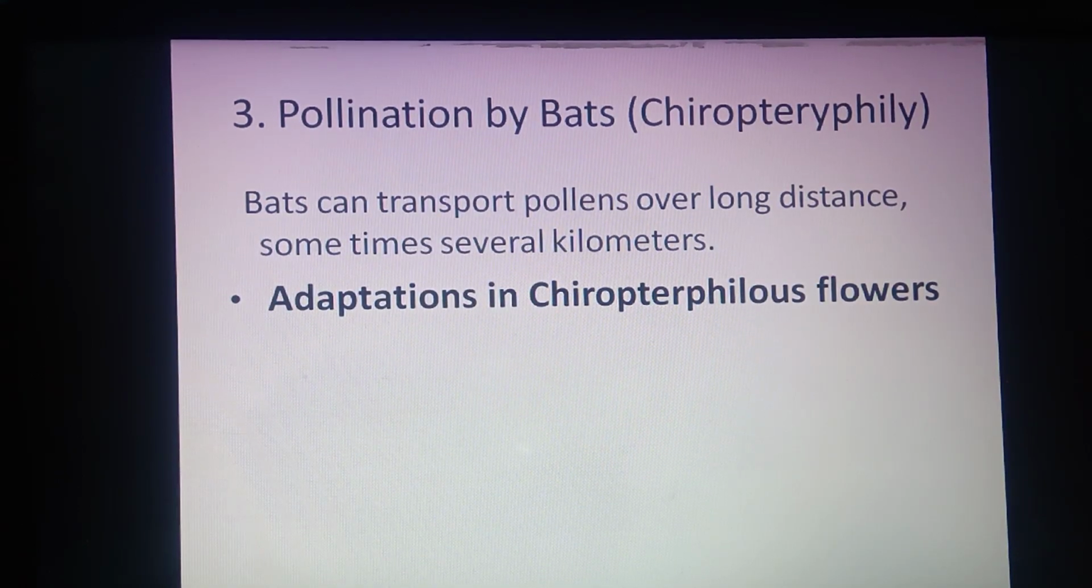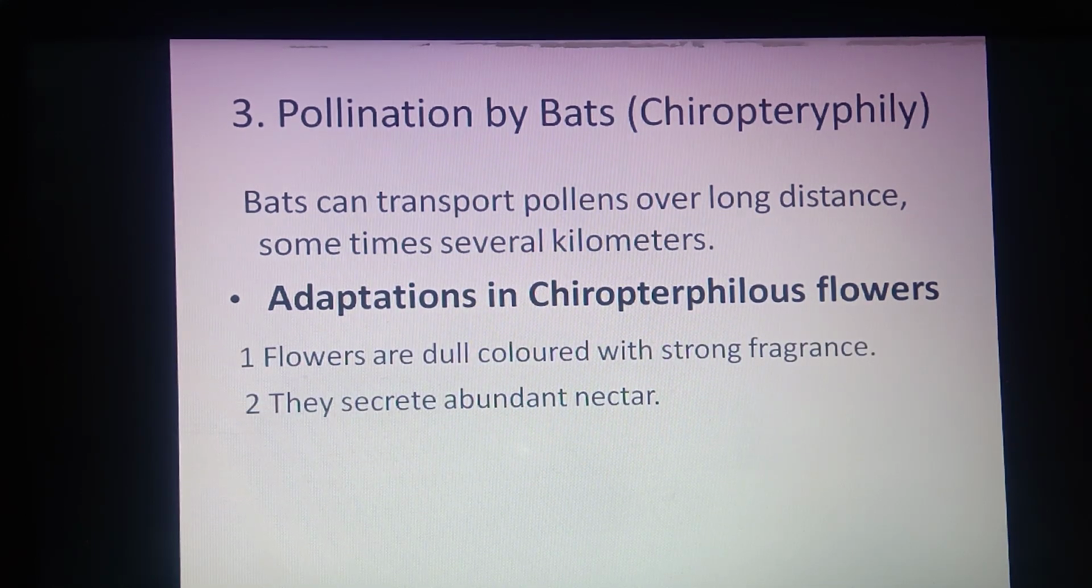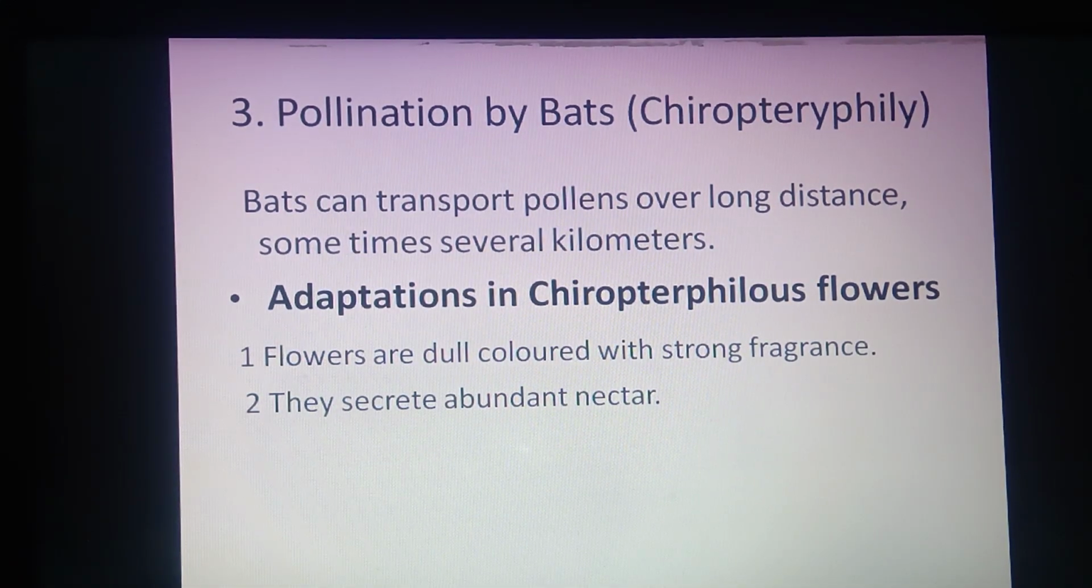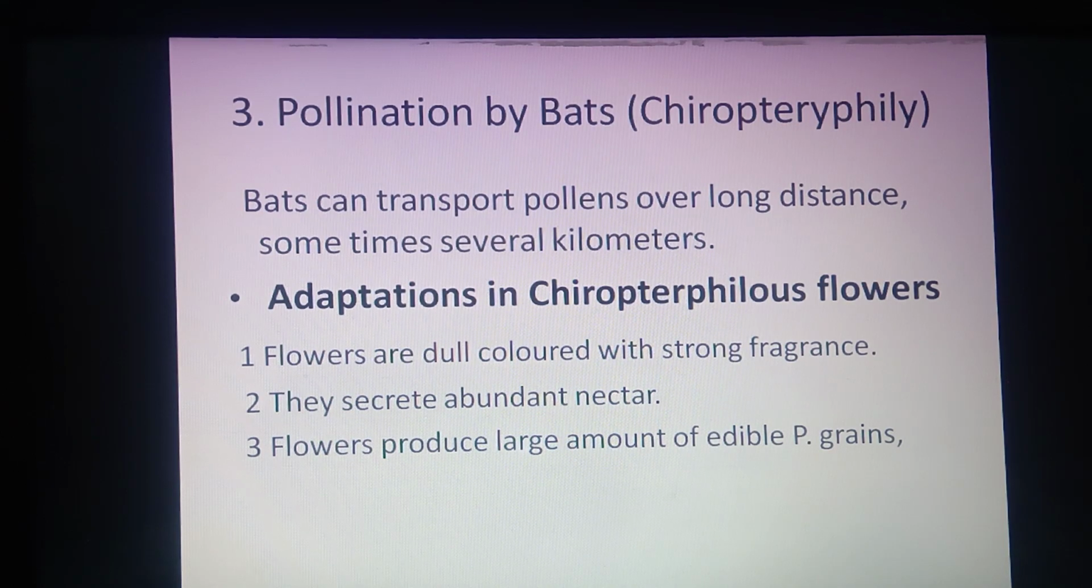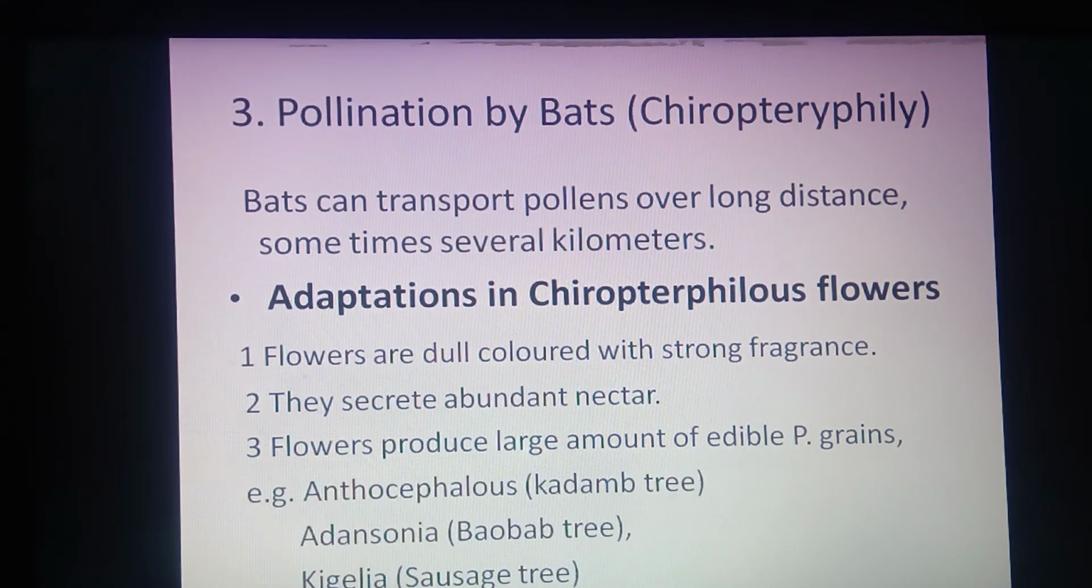Then what are the adaptations in chiropterophilous flowers? First one, the flowers are dull colored. They have a strong fragrance. They secrete abundant nectar, copious nectar, so the bat can visit the flower to drink the nectar. Flowers produce a large amount of edible pollen grains. Examples: Anthocephalus, the Kadamba tree, Adansonia or Kigelia are the different examples related to chiropterophily.